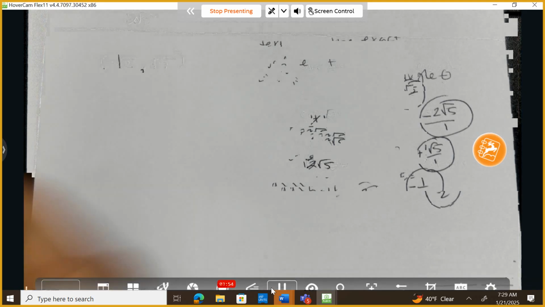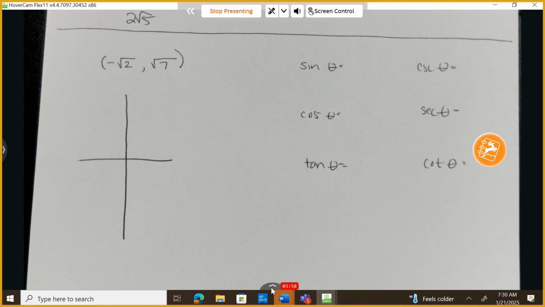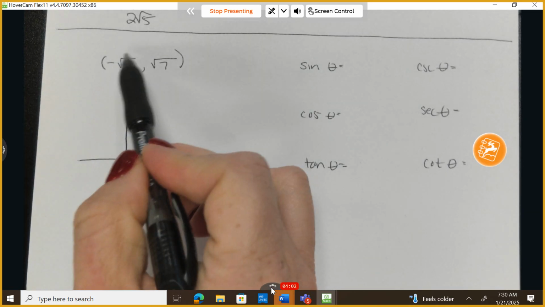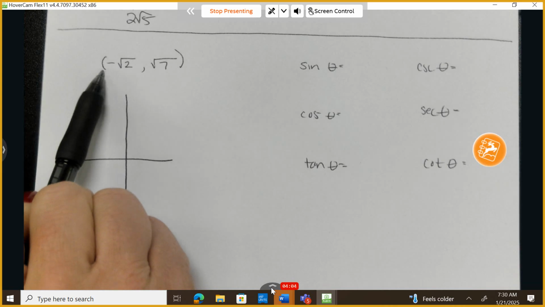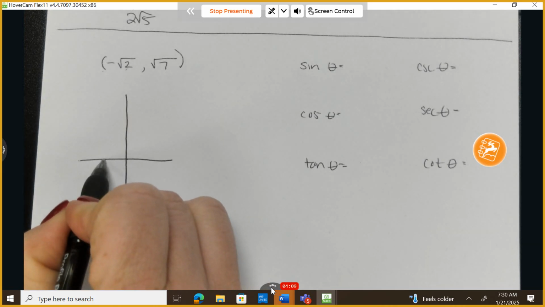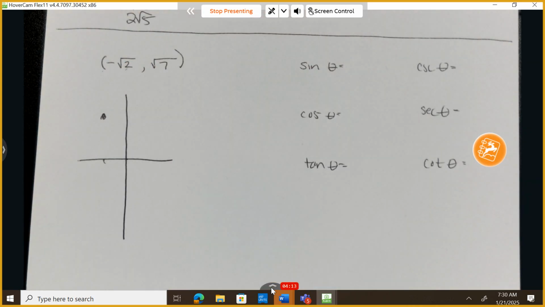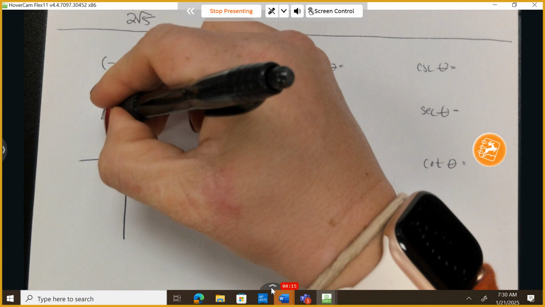The second example is going to be very similar to number 1. It just looks a little more complicated because now we have a radical. So where do I find this point? That's my first question. Because it's a negative value, I'm going to go from the origin to the left, and then because I have a positive value, I'm going to rotate up. So choose a point in quadrant number 2, and then we're going to do the same thing.